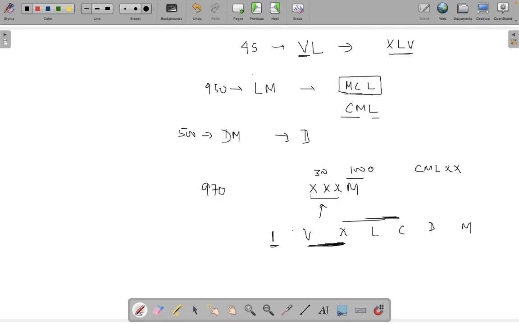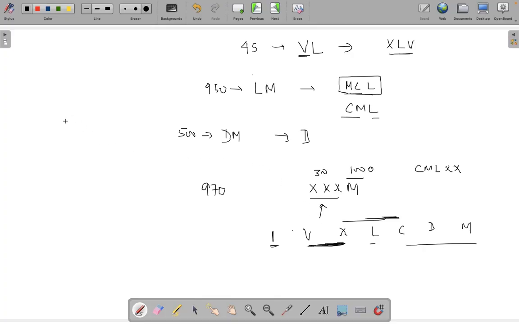X can only be subtracted from L and C. Here you are seeing that I can be only subtracted by V and X. Then X can be only subtracted from L and C, and C can only be subtracted from D and M. So here what we are doing, we are subtracting X from M. But we know that X can only be subtracted from either L or C. That is why it is incorrect.